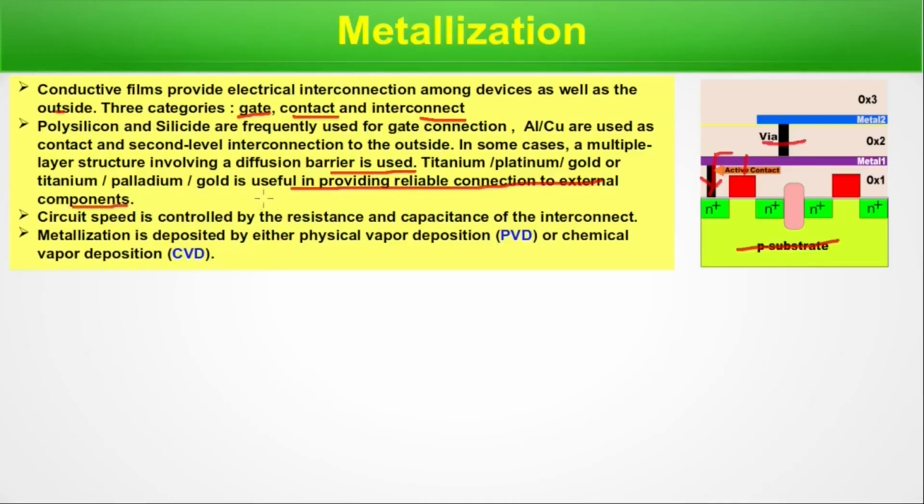We will see in much detail what is diffusion barrier later. Circuit speed is controlled by resistance and capacitance of the interconnect. Metallization is deposited by either physical vapor deposition or chemical vapor deposition. These 2 are the processes by which this metallization is deposited or created. Now, circuit speed is controlled by resistance and capacitance of the interconnect.